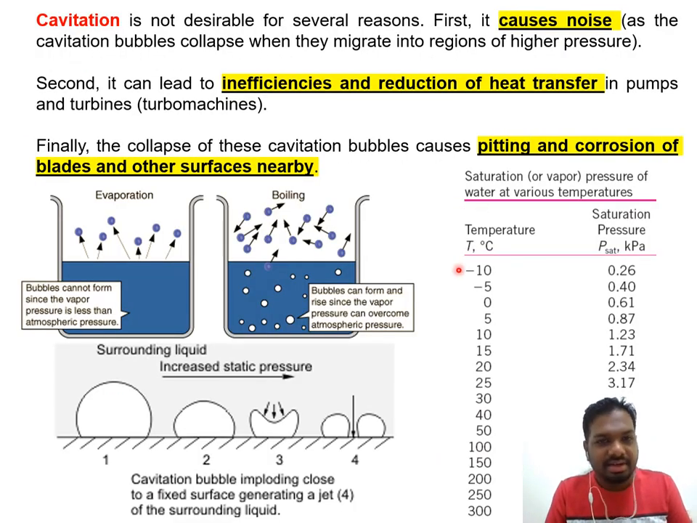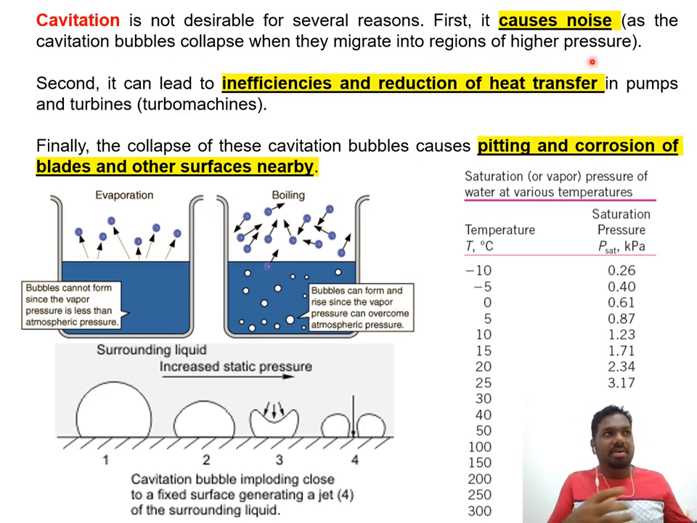So what is cavitation? Cavitation is not desirable for several reasons. It is actually something very bad when it happens because it has a few side effects. The first is that it will cause noise. When the bubbles start to come inside the water, it creates a very unpleasant noise. And the cavitation bubbles collapse when they migrate into regions with high pressure.